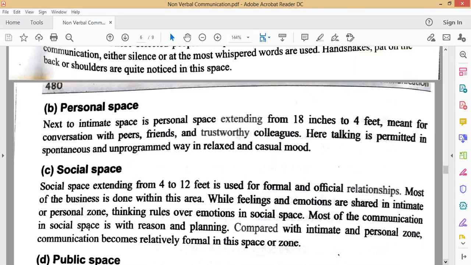Now, social space extends from 4 to 12 feet and is used for formal and official relationships. Okay, now what happens in the social space is that we use it for formal things, if we have a formal bond with someone, or mainly when we talk about the workplace. In any organization or company where you work, you cannot come in really close contact with someone.